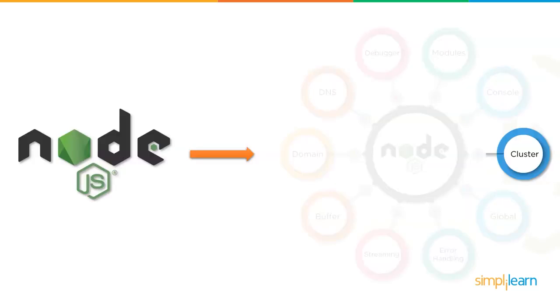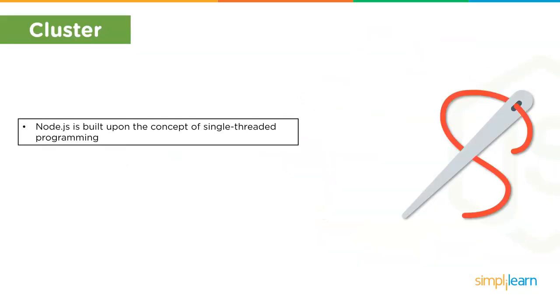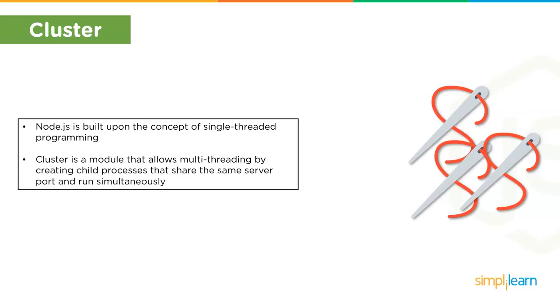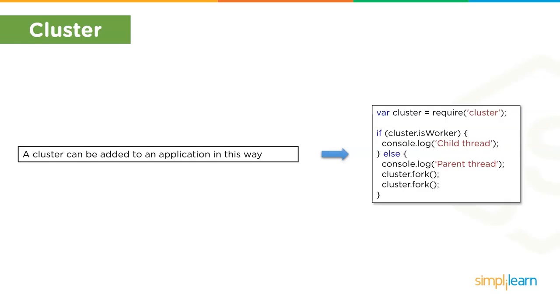The next component is cluster. Now Node.js is built upon the concept of single threading programming. A single instance of Node.js runs in a single thread. To take advantage of multi-core systems, the user will sometimes want to launch a cluster of Node.js processes to handle the load. A cluster can be added to an application in this way. Here's a small code for you.